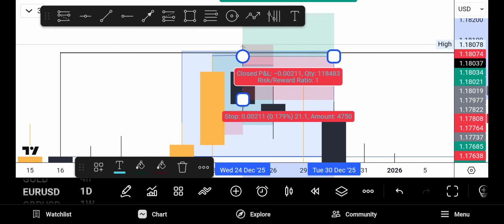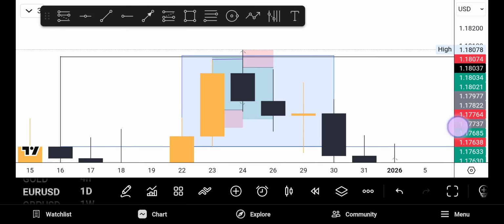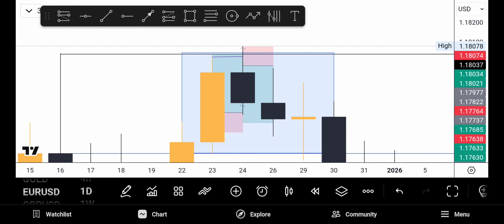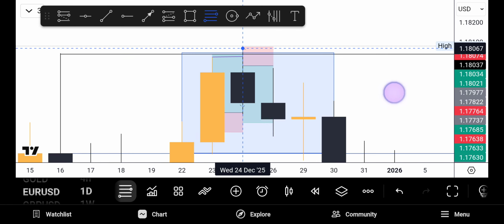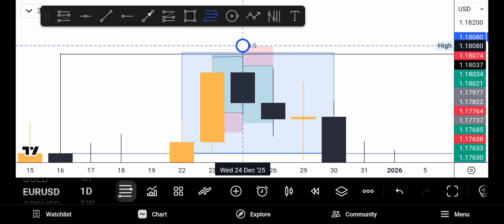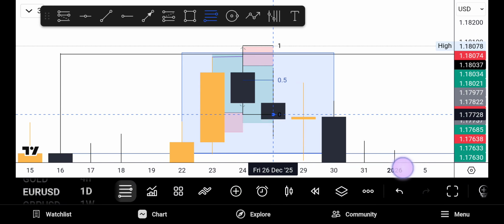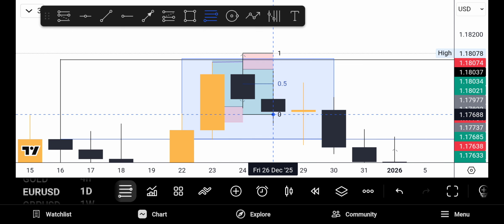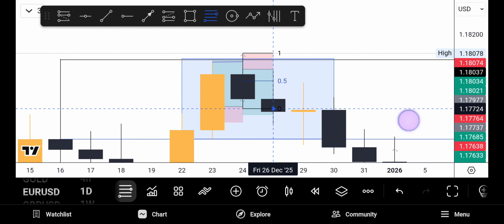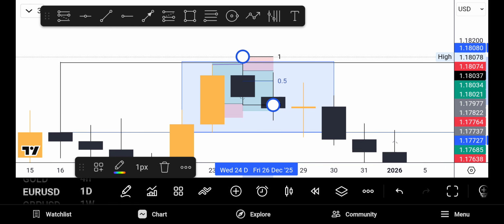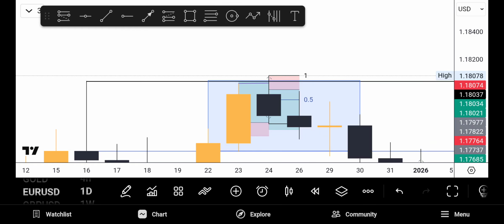If you don't even know how to get an entry model, what you can do is take your Fibonacci tool. Now from the high of this candle to the low of the candle, you enter at 50%. Just enter at 50%. You see, boom.